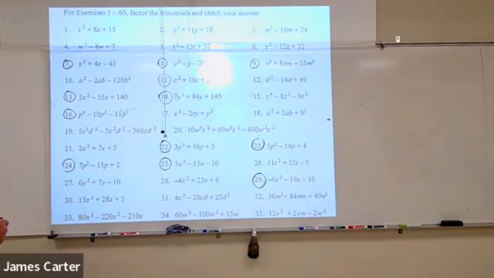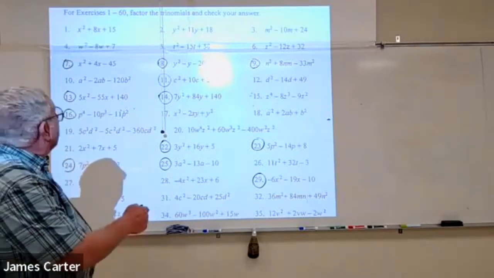Okay, so anyway, we look at this plus plus. That means we're going to add. These are 1s, so they're not going to really impact us much. 15, the choices are 15 and 1, 5 and 3, right? Do either of one of those, 5 or 3 or 15 and 1, add up to 8? The 5 and 3. So this is x plus 5, x plus 3.